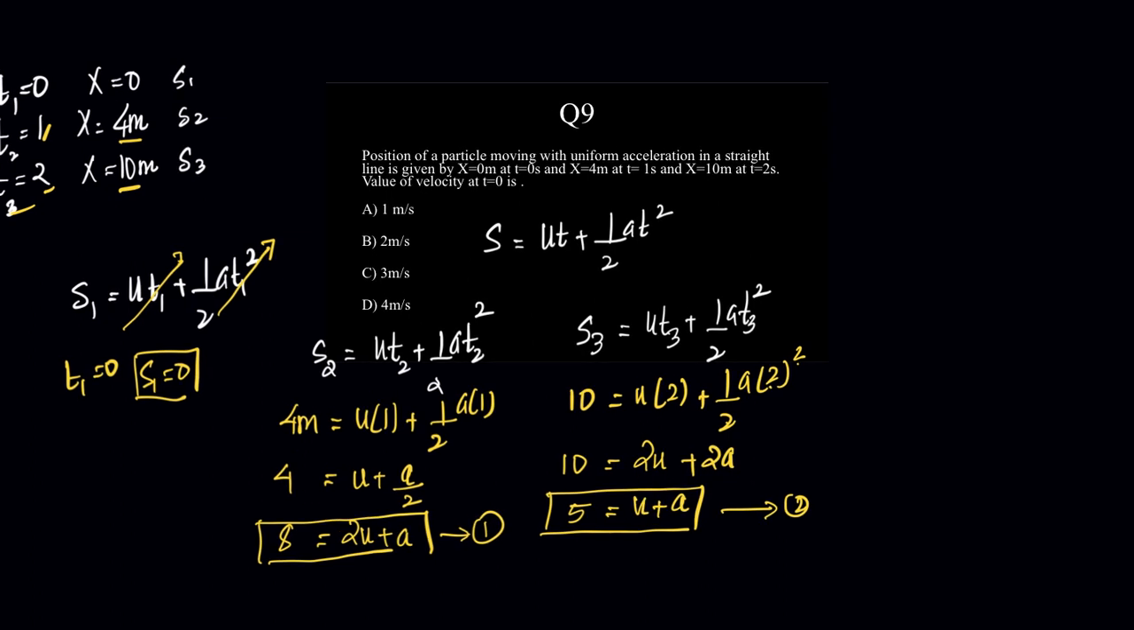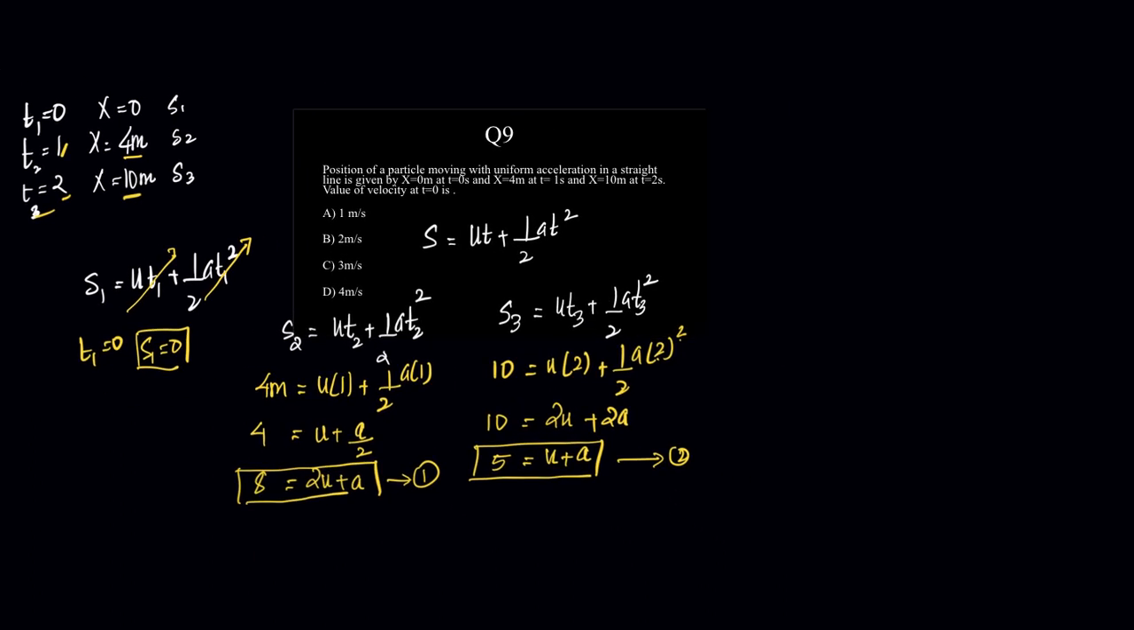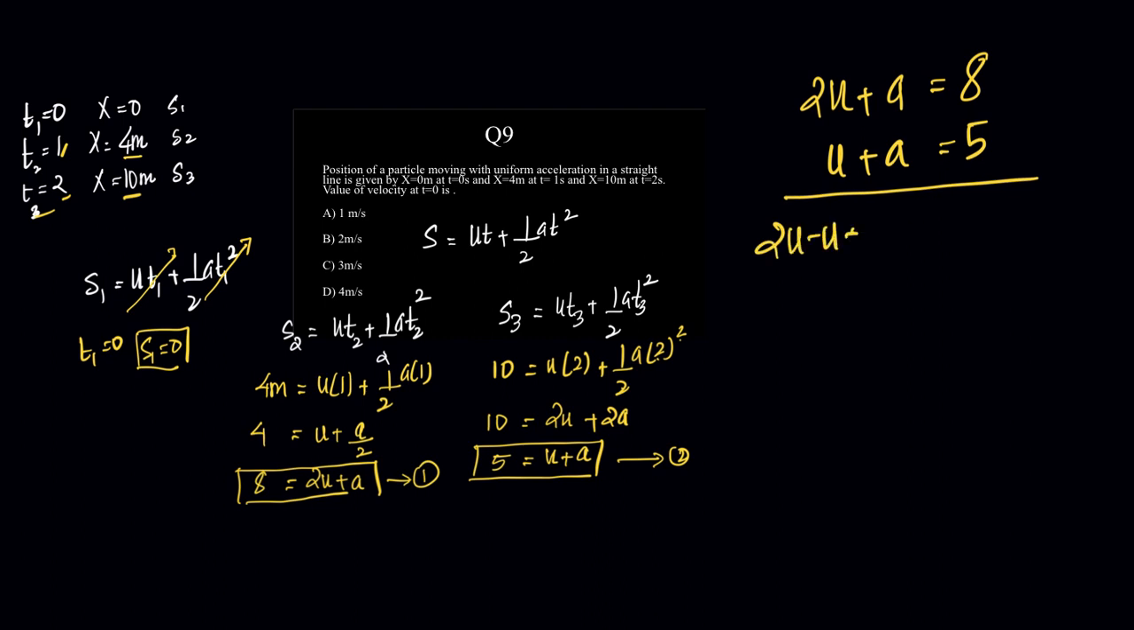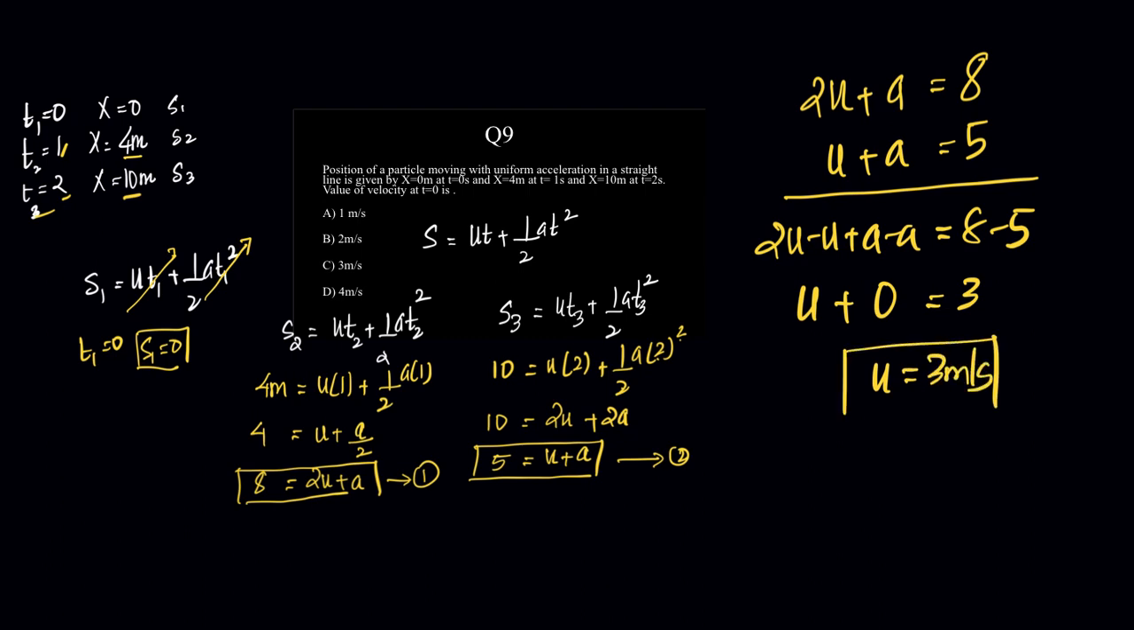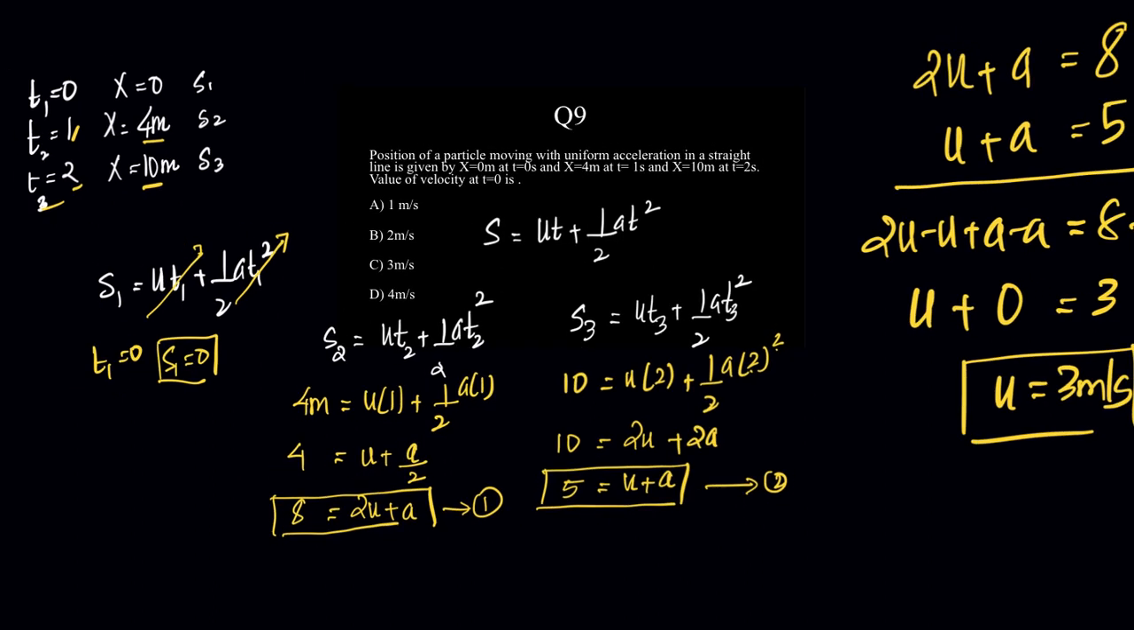Let me write these two equations together. So we got 2u plus a is equal to 8 and u plus a is equal to 5. If we subtract the equations, what do we get? 2u minus u plus a minus a is equal to 8 minus 5. 2u minus u is u, a minus a is 0, 8 minus 5 is 3. So we get u is equal to 3 meters per second, which makes the correct answer as option C.